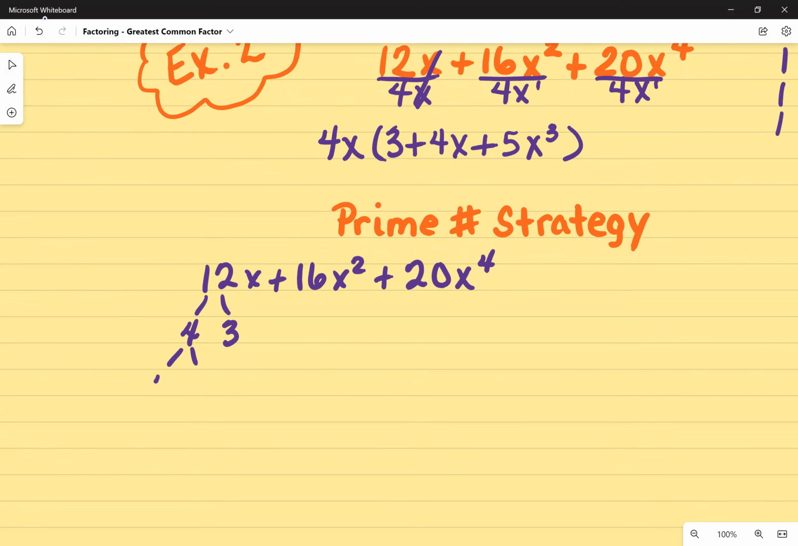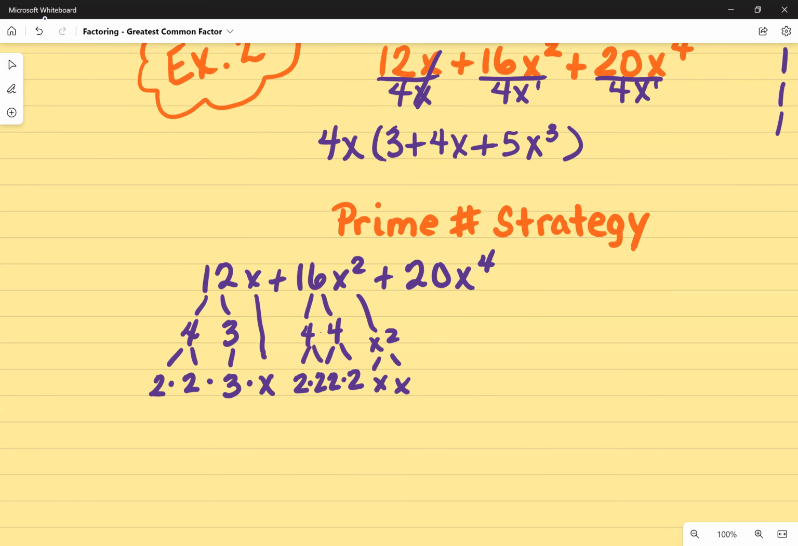Well, 4 can be factored again, 2 times 2. I can't do anything with 3. And then that x, I'm going to bring that down. So everything I'm bringing down, I'm multiplying, right? So now I go to 16. You could do 8 times 2, but I'm going to do 4 times 4. 4 times 4 can be further simplified as 2 times 2, another 2 times 2. And then I have x squared, which is really 2 x's. See what I mean? I personally wouldn't use this method, but for those people that want to see it.